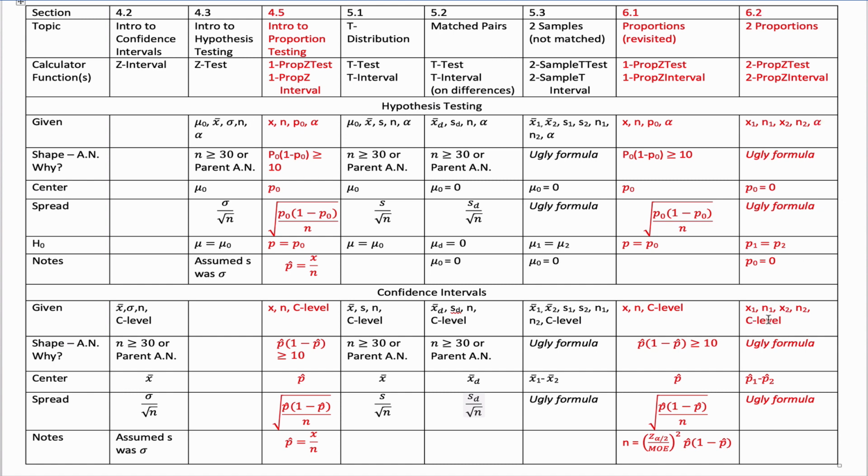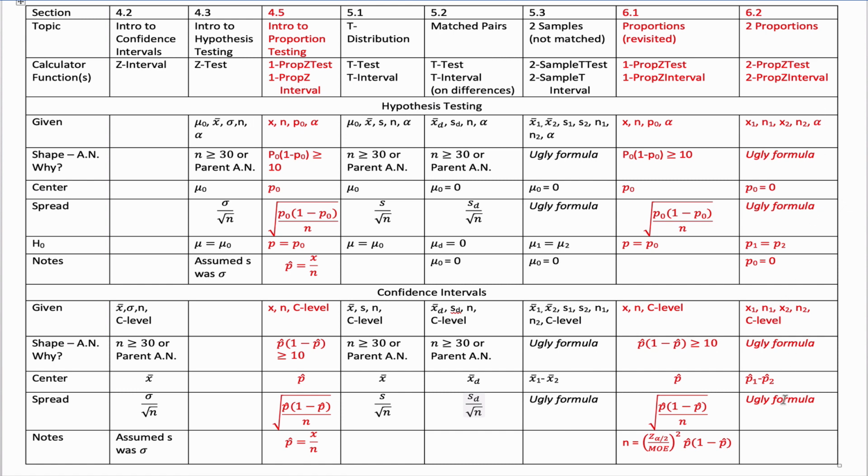Sorry, I shouldn't have said 6.2. It asks for the confidence level when you're dealing with confidence intervals. And you need to know alpha when you're doing hypothesis testing. So even though those two things are very related, I wrote them a little bit differently here.